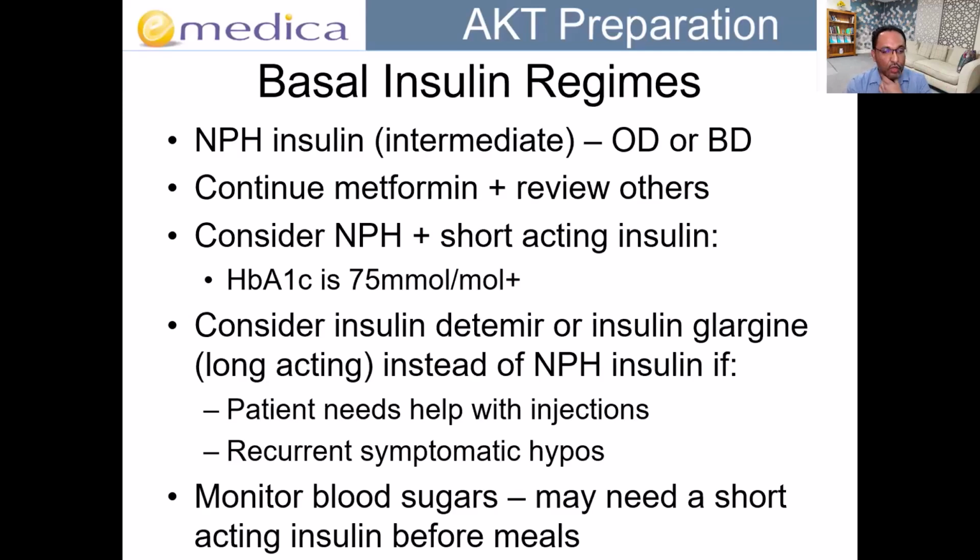Then when might you consider a long-acting insulin like Detemir or Glargine? If they need help with injections, or if they keep getting hypos that make them symptomatic. And it's important that they monitor their blood sugars. Generally, they'll do that twice a day, so morning and evening. And if they're not well controlled, this is when you might need to also have a shorter acting insulin around meal times as a top-up.